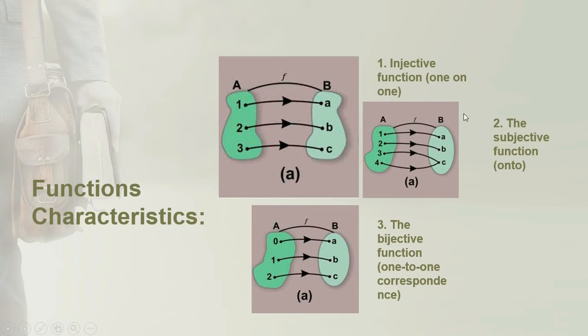2. The surjective function, or onto. In the function f: A to B, if every element of B has a friend in A, then f is called a surjective function or onto. You can see this example. And the last, the bijective function or one-to-one correspondence. A function that is both injective and surjective is called a bijective function or one-to-one correspondence. You can see this example.